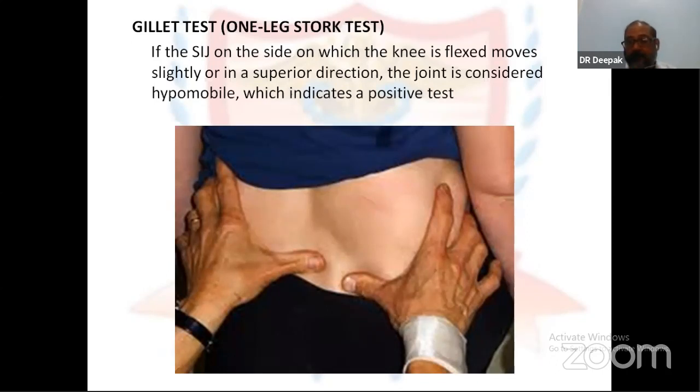Then next is the Gillet test, known as the one leg stork test. The patient is in standing position and we palpate the PSIS of one side, and lateral to the PSIS we put our other thumb, then ask the patient to flex the knee up to 90 degrees. The PSIS on the moving knee side should go inferior. If it is stuck, not going inferior, or moving superior, then the test is positive. That means that side of the joint is hypomobile.